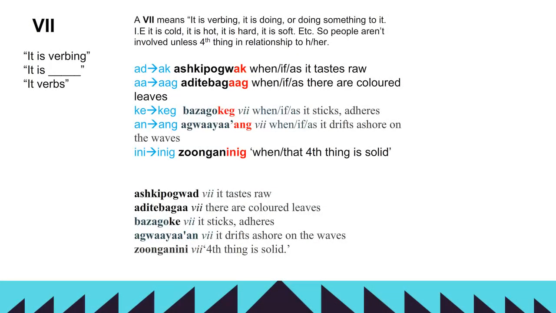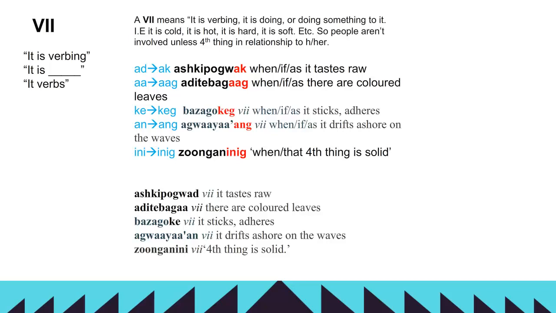Now we're going to talk about VIIs. A VII means that it is verbing, it is doing or doing something to it. For example, it is cold, it is hot, it is hard, it is soft, etc. People aren't involved unless there's a fourth thing in relationship to him or her, which we'll go over later. So remember that a VII is it is verbing, or it is something, or it verbs.